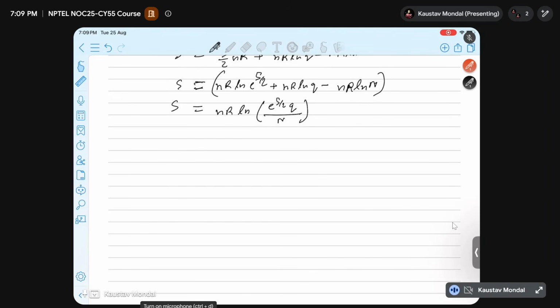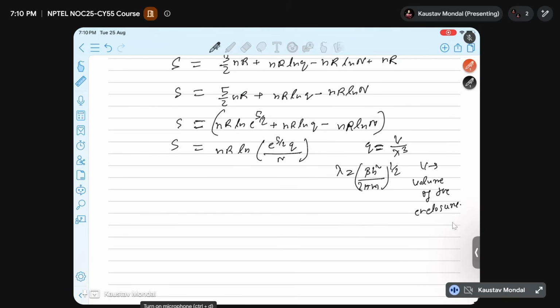Q is the partition function we calculated in the very first class, for an ideal gas that is trapped and can move freely inside a box. For that kind of system, Q was V by λ cubed, right? λ is nothing but the thermal wavelength, that is √(βh²/2πm), where m is the mass and V is the volume of the container, the enclosure, where the gas is. So this is the general expression.